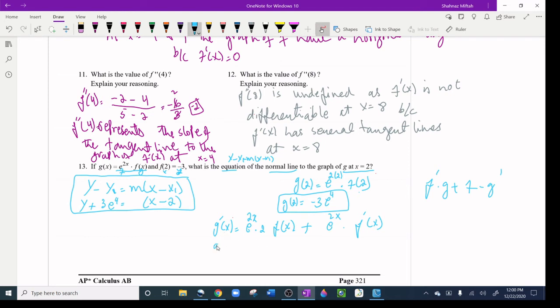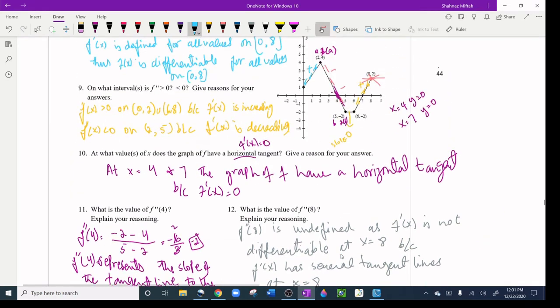So now plug in 2 there, because this is what we are looking for, the slope at 2. This is going to give me 2 e to the power 4 times f of 2, plus e to the 4 times f prime 2. I already know f of 2 is -3, so I'm going to have 2e to the power 4 times -3 plus e to the power 4 times f prime 2. What is f prime 2? For f, they are giving me a graph.